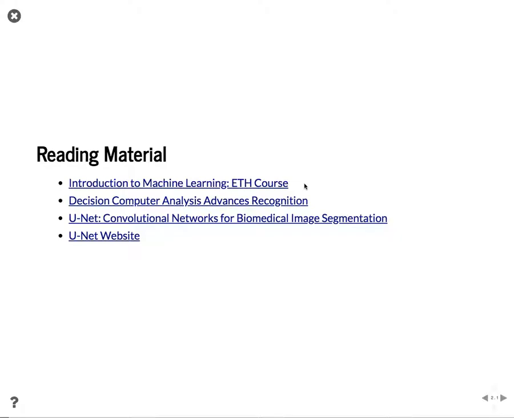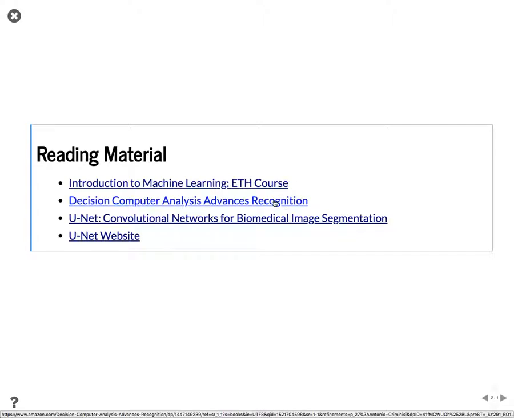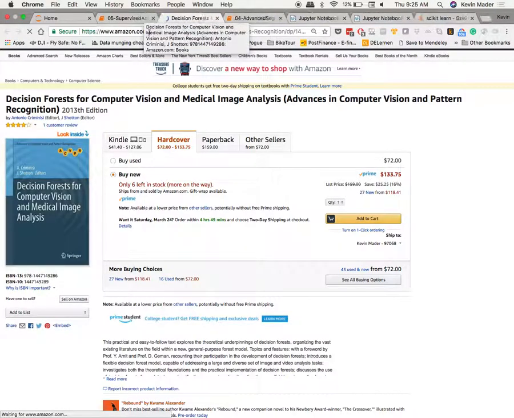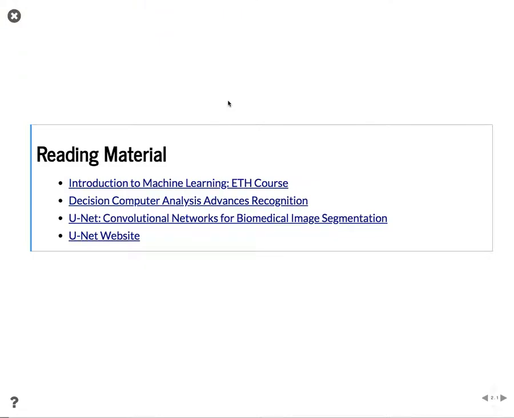Decision Forests, Advanced Recognition in Medicine is, I think, the title of the book. If you click on the link, you end up there. Sorry, the title came in incorrectly. It's a book about decision forests in computer vision and medical image analysis. It's from the group at Microsoft that came up with the Kinect, as I mentioned last time.